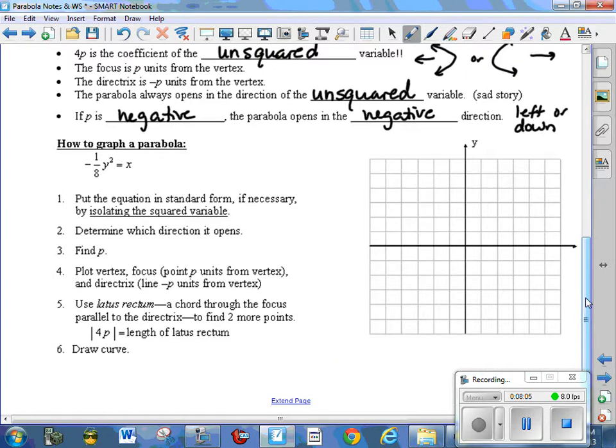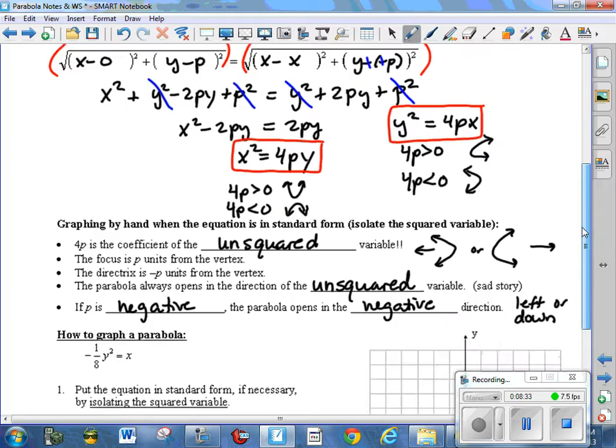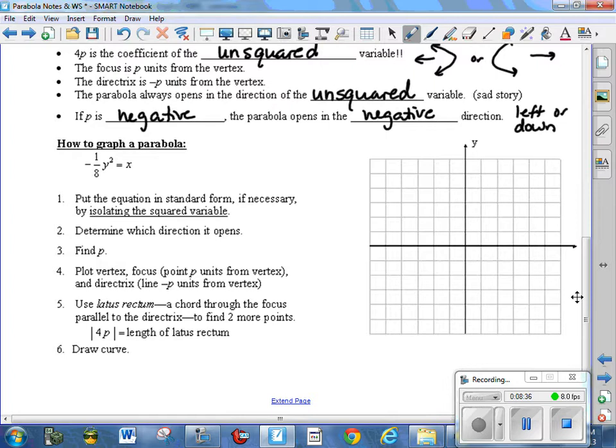All right, having been armed with all these delightful and useful facts, now we are going to look at how to graph a parabola. So you're given a little equation, and the equation has one squared and one unsquared variable, so we know by that fact that it is a parabola. So to put it in standard form, let's go up and look at our standard form. Standard form is x squared equals 4py, or y squared equals 4px. So notice standard form is with the squared variable by itself. So we're going to isolate the squared variable. So in this case, we would want to multiply both sides by -8. And so we would end up with y squared is equal to -8x. So that's step number 1.